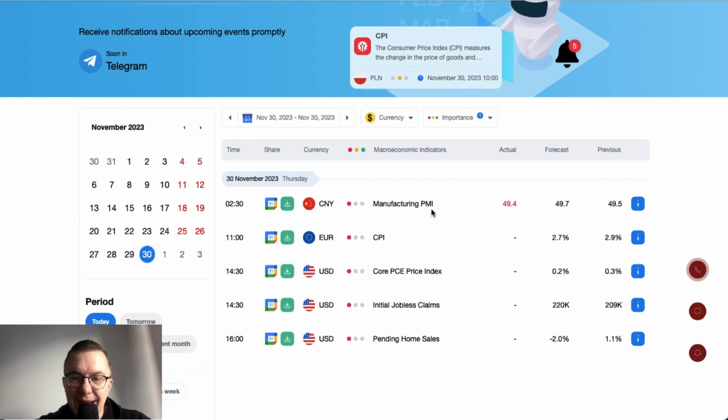Manufacturing PMI data from China has been released overnight, and the data is worse than expected. 49.4 points was the actual reading, while the forecast was 49.7 and the previous was 49.5. So with this data we are below the previous reading and below the forecast. Manufacturing PMI data deteriorated further in China.